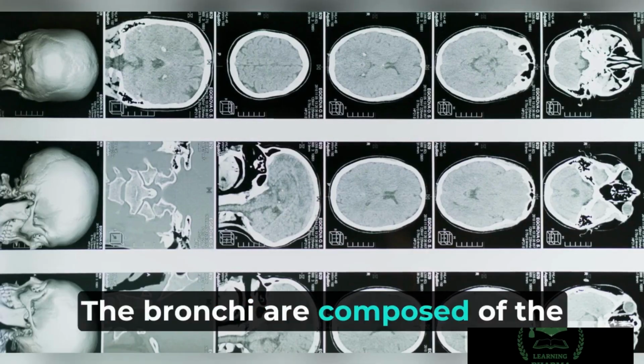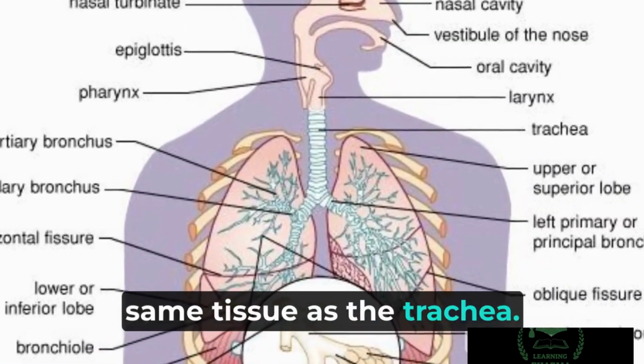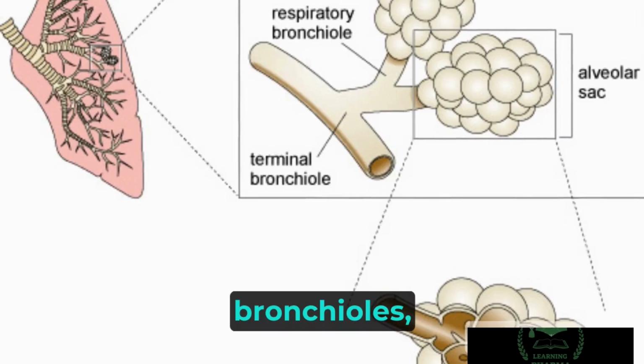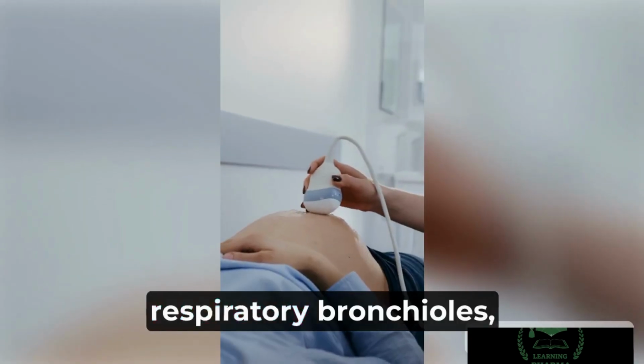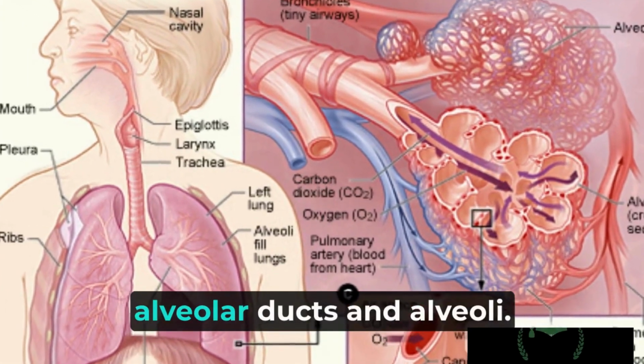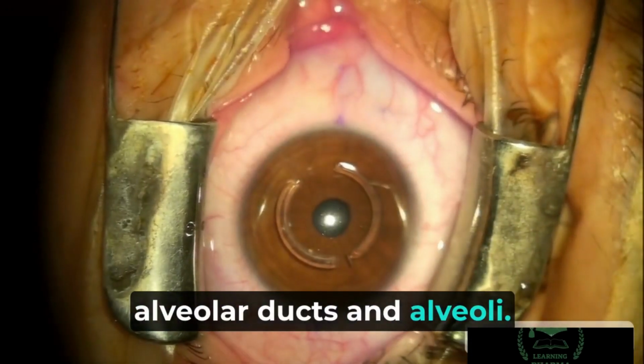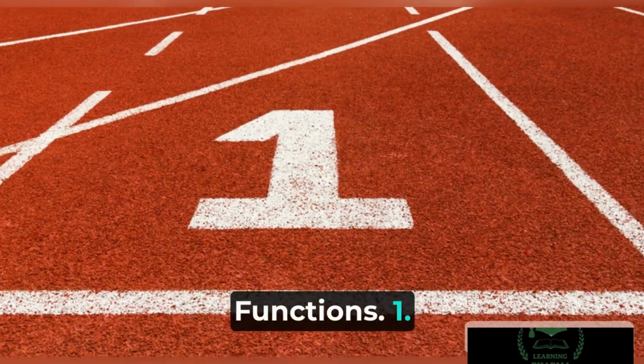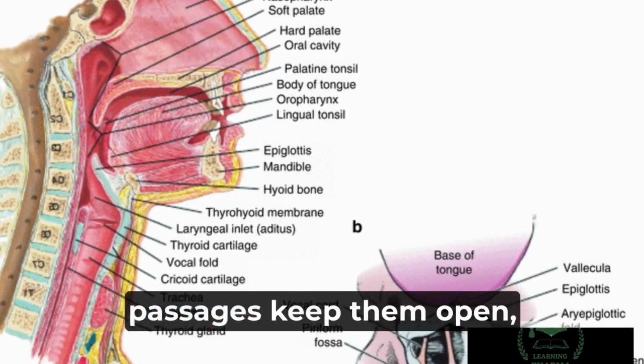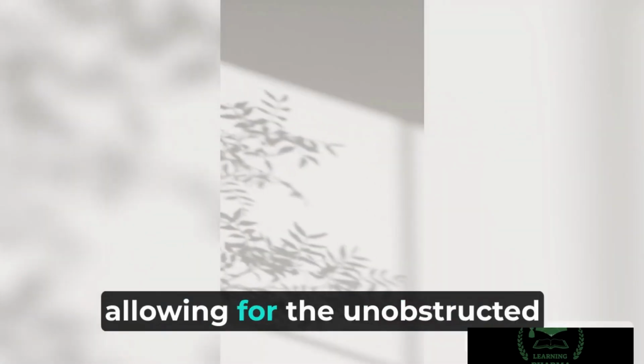The bronchi are composed of the same tissue as the trachea. It is subdivided into bronchioles, terminal bronchioles, respiratory bronchioles, alveolar ducts and alveoli. Functions. 1. The cartilages in the larger air passages keep them open, allowing for the unobstructed passage of air.